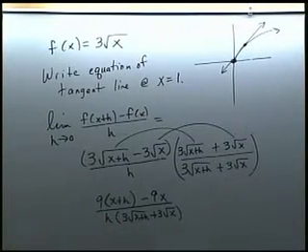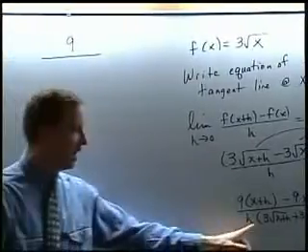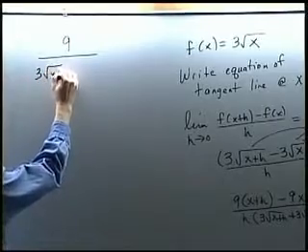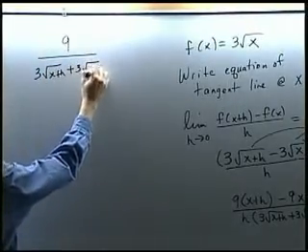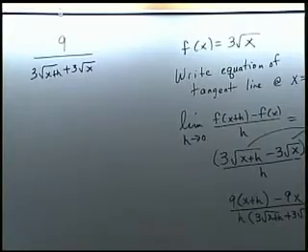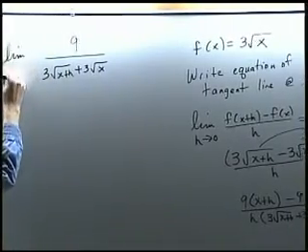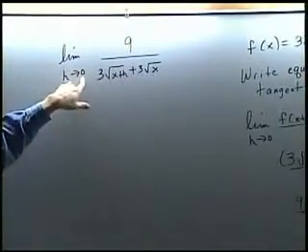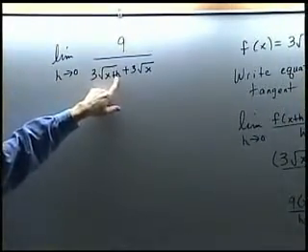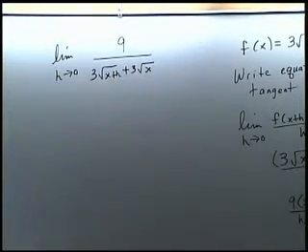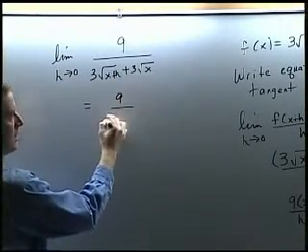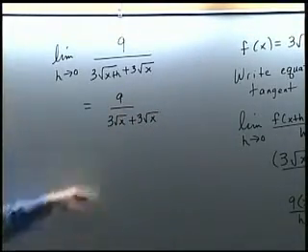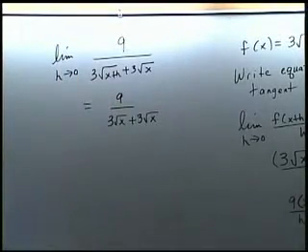I would have just a 9 up in the numerator, and in the denominator I have this conjugate piece. So 3 square root of x plus h plus 3 square root of x. Okay? All right, and now we are ready. Since we've had the h's cancel in the numerator and denominator, now we are ready to take this limit as h goes to 0. We can actually sub in 0 and get a decent answer. And when we do that, we get 9 divided by 3 square root of x plus another 3 square root of x because the plus 0 goes away.